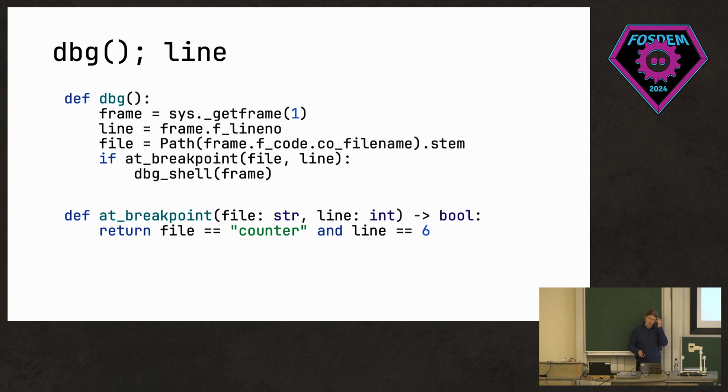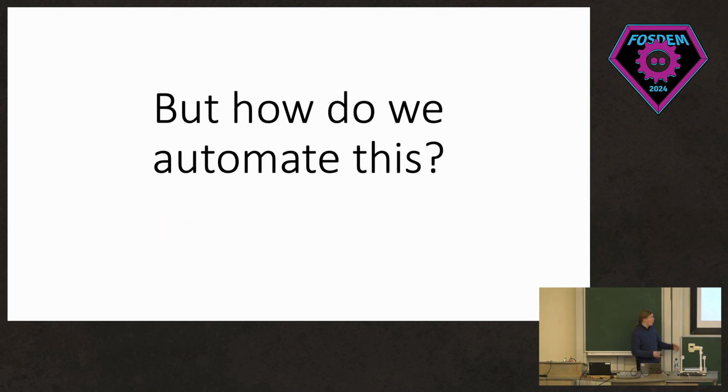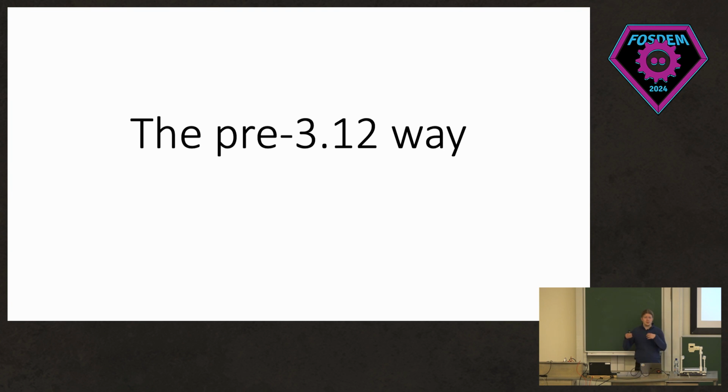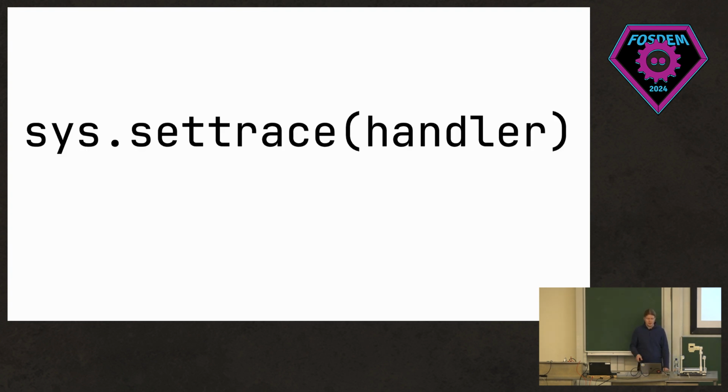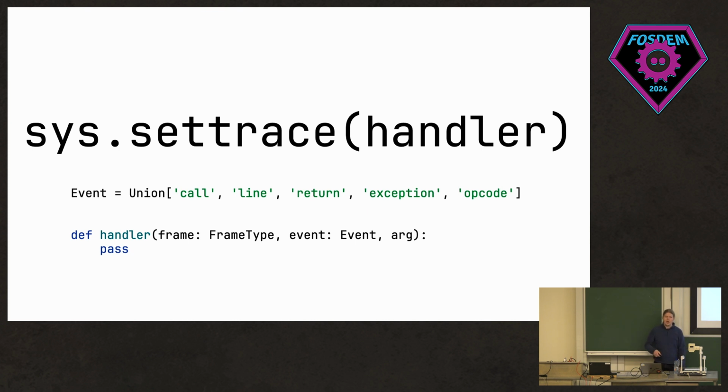The problem is we want to automate this, because we don't want to put this debug statement in front of everything. So how do we do this? First I'm going to tell you about the pre-3.12 way, so you know the pain points of debugger developers here. The pre-3.12 way was the way of sys.settrace, which was an arcane way to do it, but the idea is essentially we pass it a handler and this handler is called multiple times.